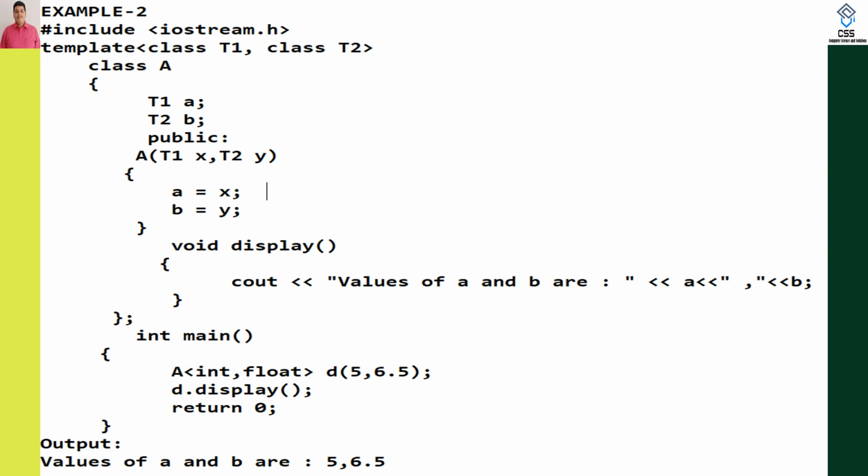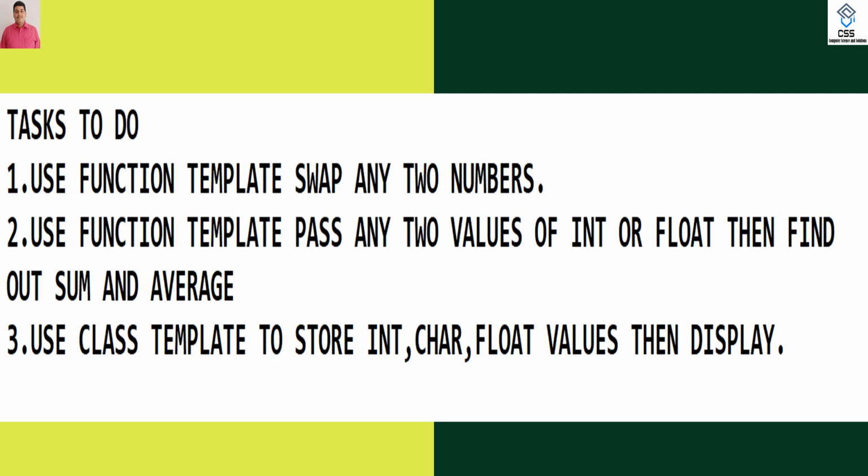In the last class, we discussed function template with examples. In today's class, we discussed class template with examples. We have given some tasks on function template and class template. First question is, use function template to swap two numbers. Second question, use function template to pass two values of integer or float, then find out the sum and average. And the third question, use class template to store integer, character and float values, then display.